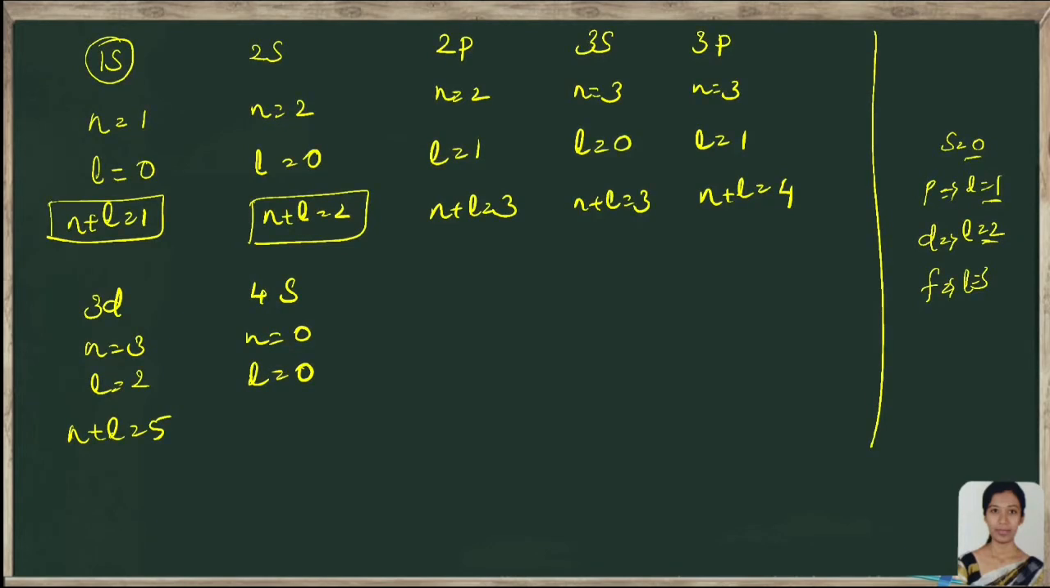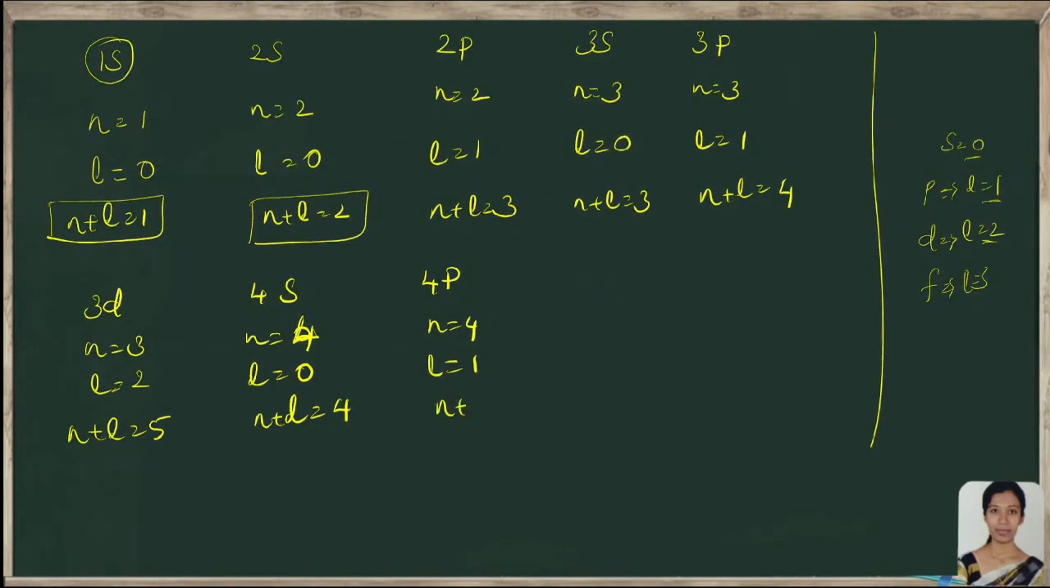Sorry. For the 4s orbital, N is equal to 4. L is equal to 0. Then N plus L will be equal to 4. And for the 4p orbital, N is equal to 4. Likewise, you can find out L is equal to 1. N plus L will be equal to 5.